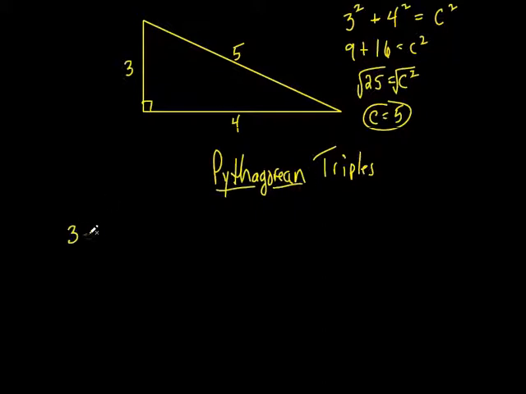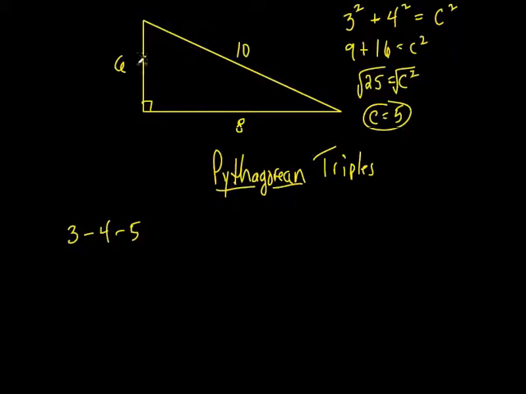The first one is this one. It's 3, 4, 5. That means if one leg is 3, the other leg is 4, the hypotenuse is going to be 5. What if I said this was 6 and this was 8? Just really quickly, without going through the whole Pythagorean theorem, what do you think the hypotenuse is going to be? It's going to be 10.